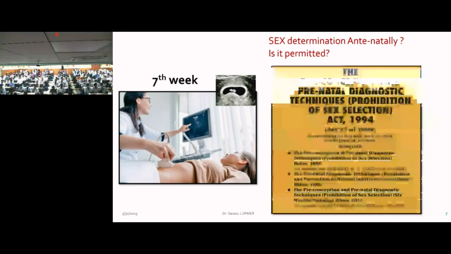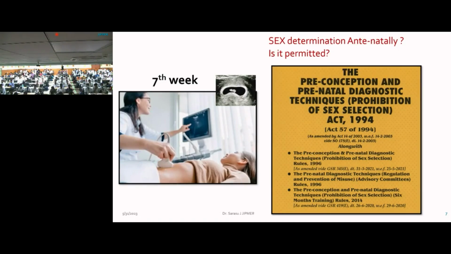We have this. This law protects the baby. It was brought in 1994 and has been modified many times. It is about prevention of sex selection. You cannot know the sex of the baby before it is born, and you don't have a choice in India.